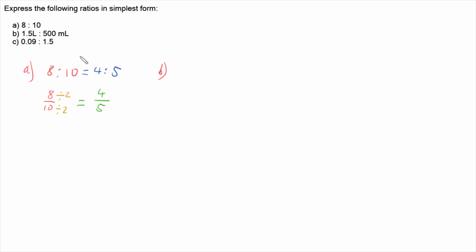Part B, we have 1.5 litres is to 500 milliliters. Now, just like with fractions, we need these units to be the same, so I can't simplify this yet. And the best way to go is to bring the biggest unit down to the smallest unit. So we've got 1.5 litres. There are 1,000 milliliters in a litre, so I've got to multiply by 1,000, which gives us 1,500 milliliters is to 500 milliliters. So now I've got them both in milliliters.